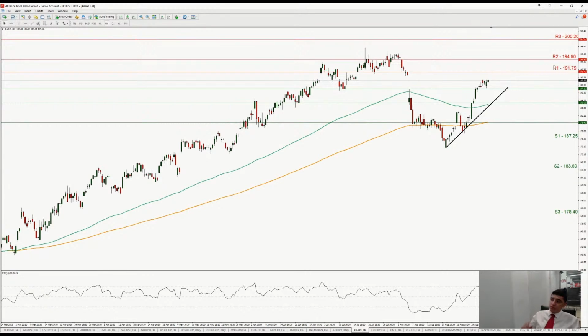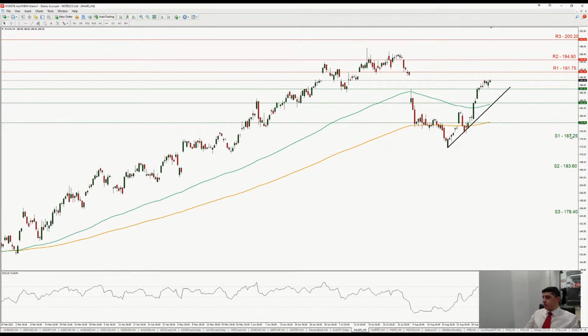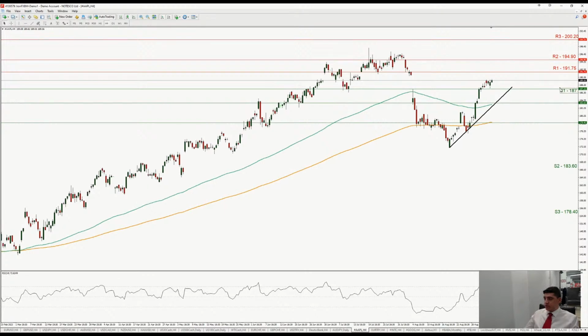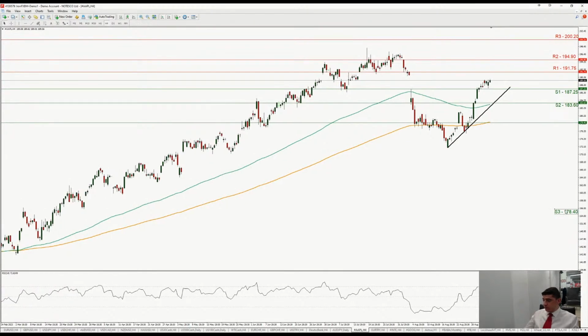$191.75. For a bullish outlook, we would need to break above R1 and perhaps breaking above perhaps R2, moving towards R3. For a bearish outlook, breaking simply below S1 and moving towards S2. We would need to test S2 as a support level for it to be a valid support level, in my opinion.